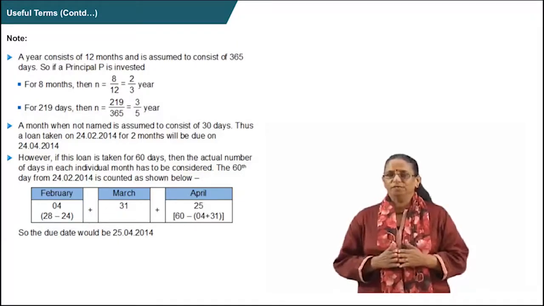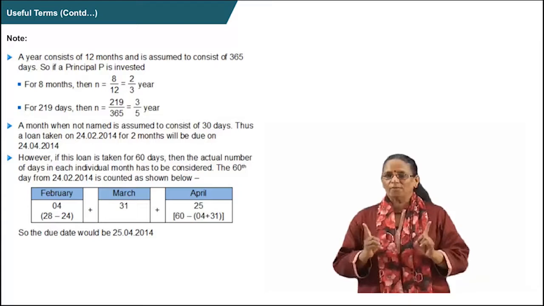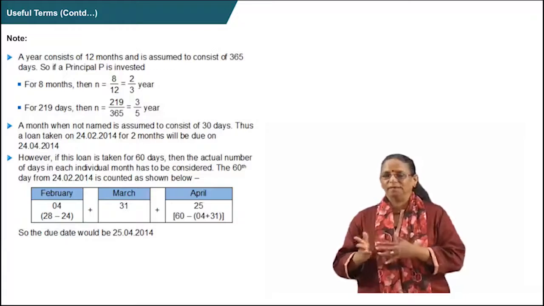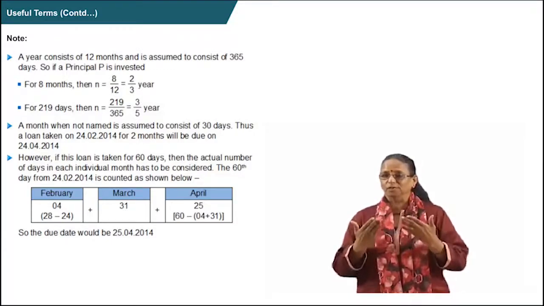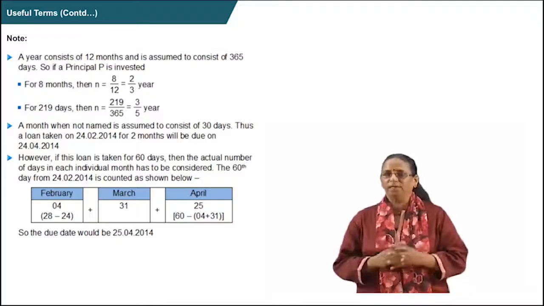Since 2014 is not a leap year, February will have 28 days. So in the month of Feb, you have 28 minus 24, that gives you 4 days. And March has 31 days. You have borrowed it for 60 days. So 31 plus 4 gives you 35, and 60 minus 35 is equal to 25. So the due date would be 25th of April 2014.